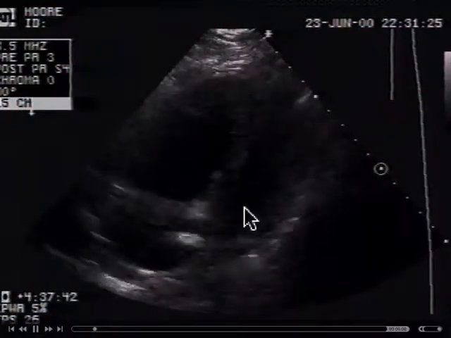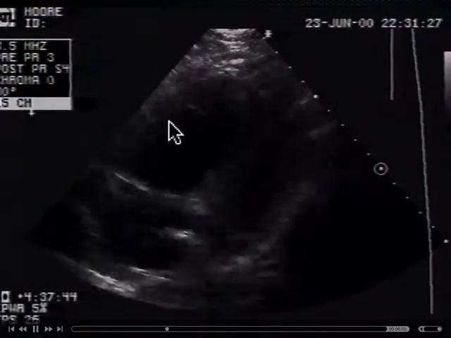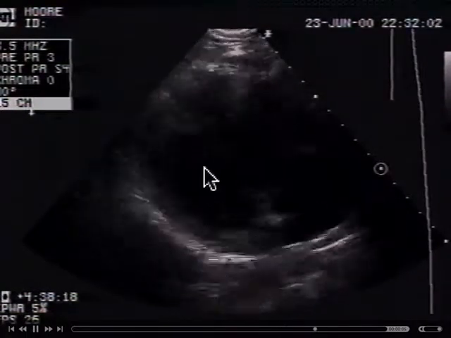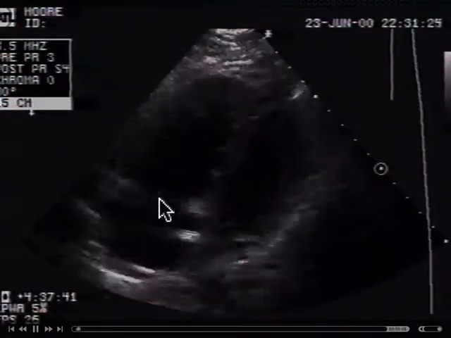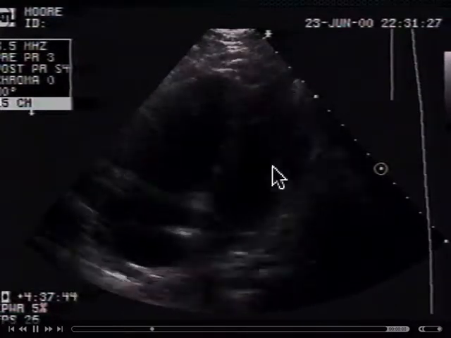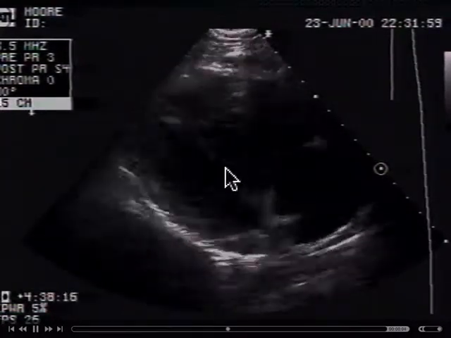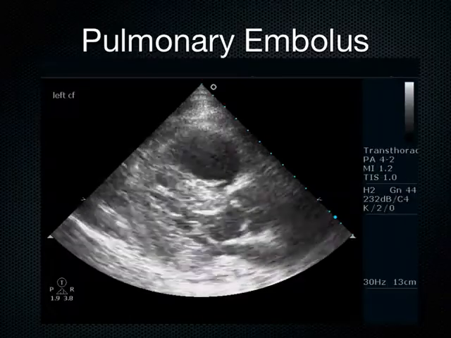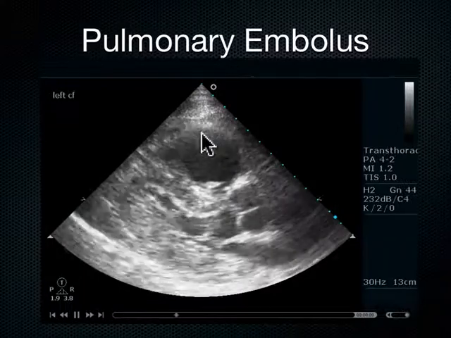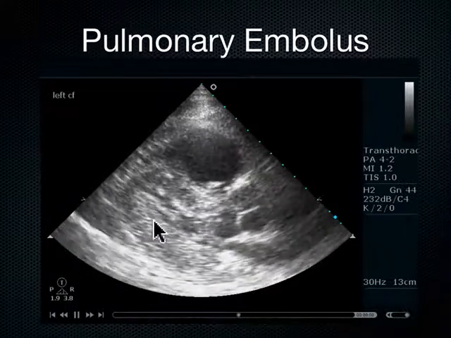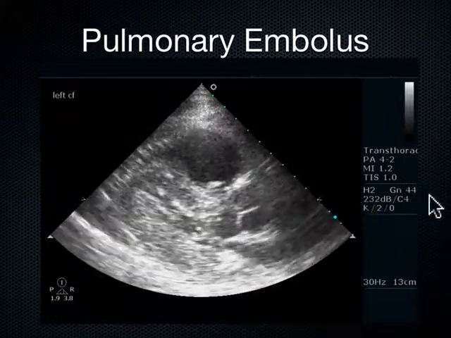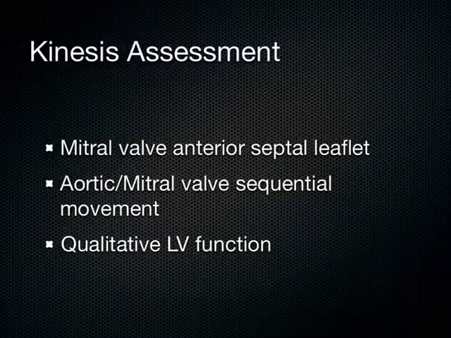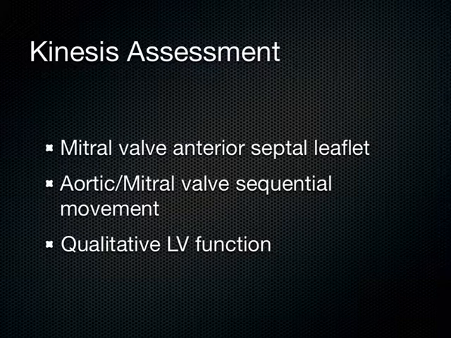Here's another patient with a very large RV in the apical four-chamber. The LV is almost gone. Here's the parasternal long, very big RV, small LV. Back to the apical four-chamber, big RV, small LV. This is a patient with a massive PE, small LV, big RV. Here's another patient in cardiac arrest who we thought could have a PE, very large RV, very small LV. We pushed thrombolytics. Guess what? Patient still died.